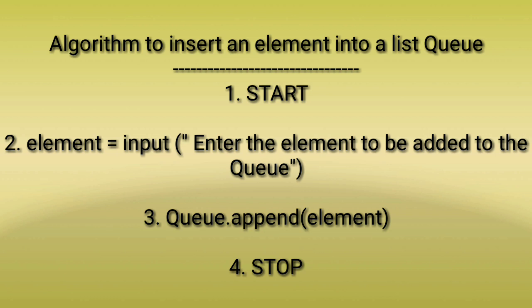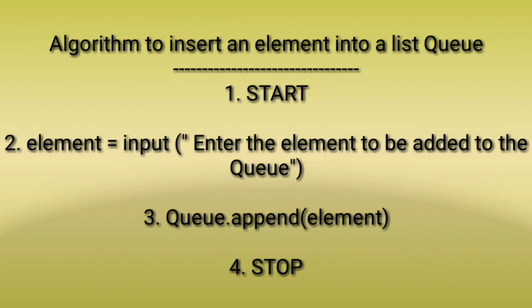Then the third step is queue dot append of element. This code is used for adding an element to a queue. q dot append of element is used for adding or inserting an element. We already gave element equal to input of enter the element to be added to the queue. When we get the message, you can give any element and that element will be added with the help of q dot append of element.